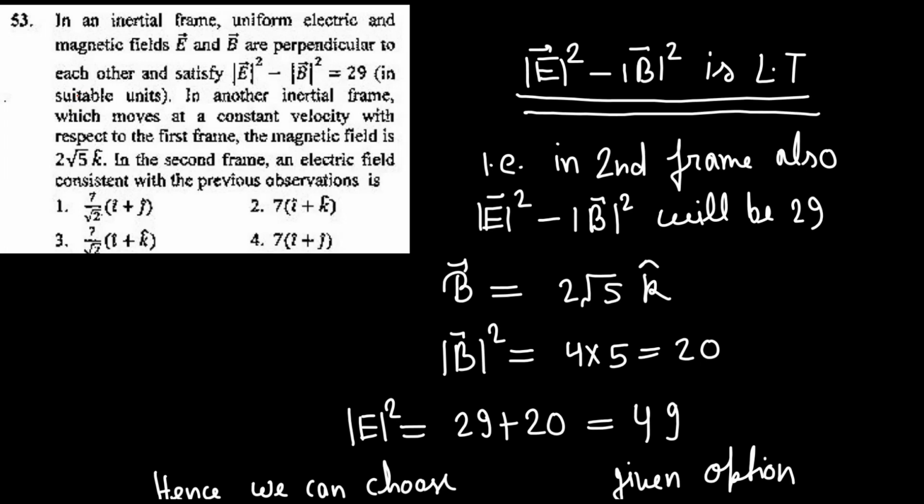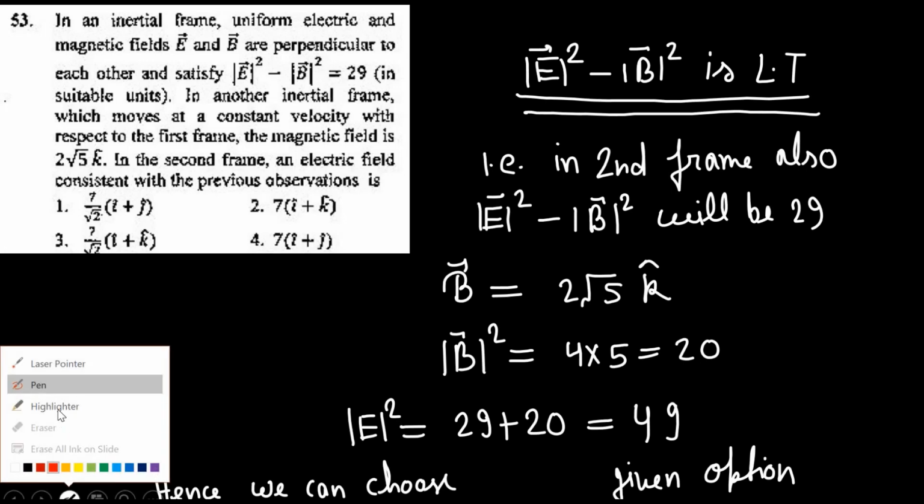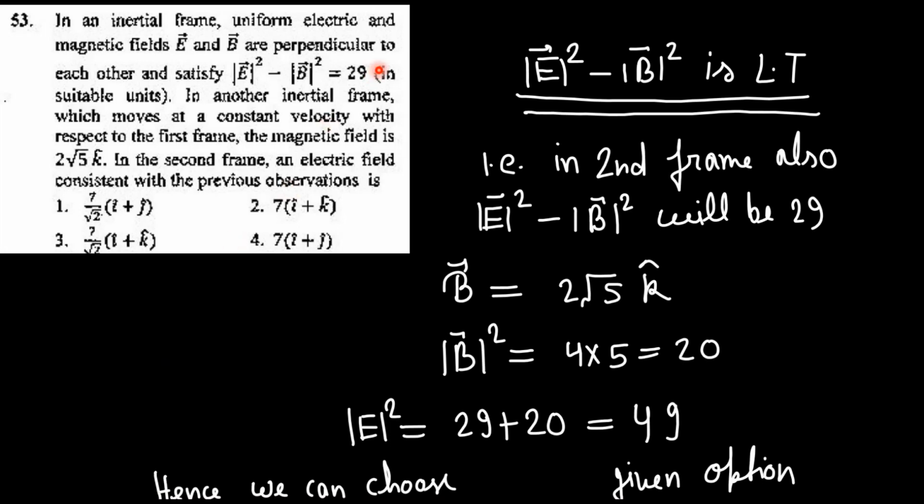What is given to you is that E square minus B square is 29 in one inertial frame, and there is another inertial frame which moves at a constant velocity with respect to the first frame, the magnetic field is given to you, and you have to find out the electric field. So this question is from the electrodynamics part, Lorentz transformation. In Lorentz transformation, E square minus B square is Lorentz invariant.